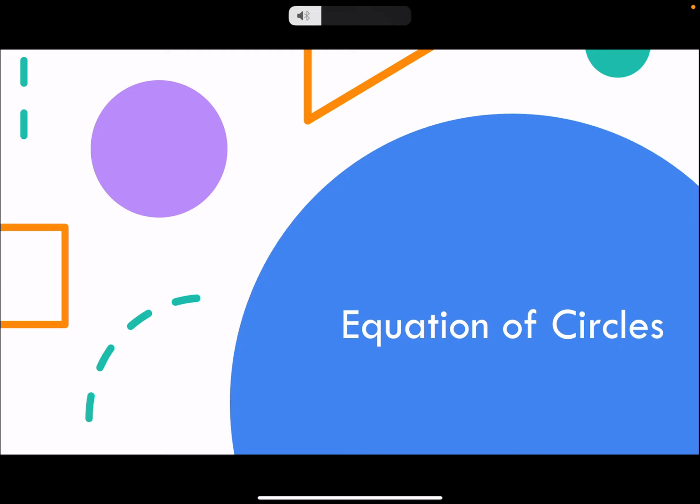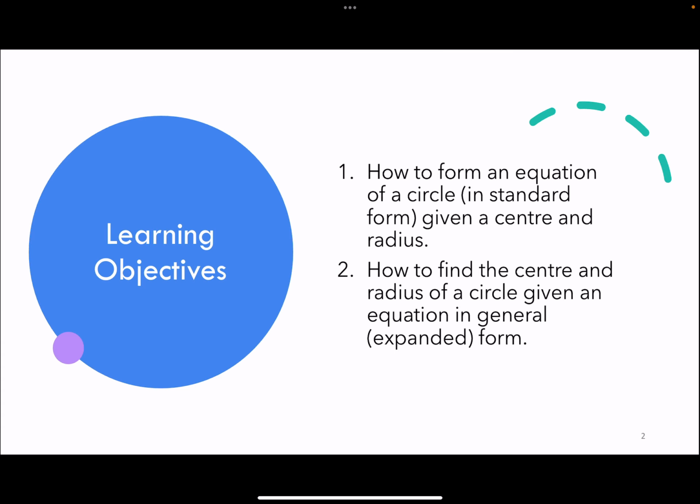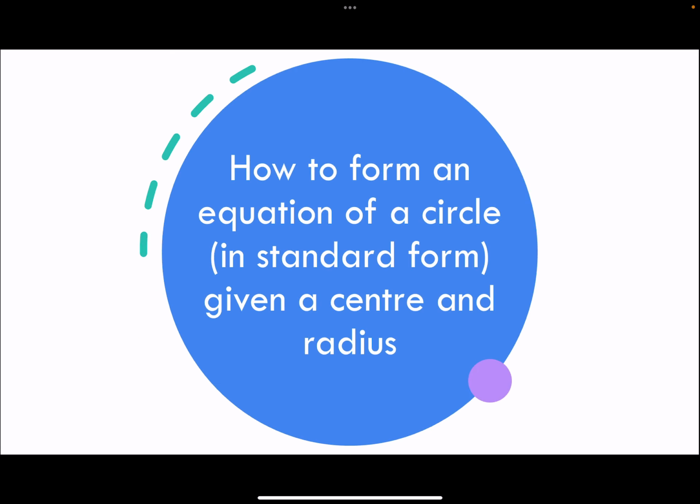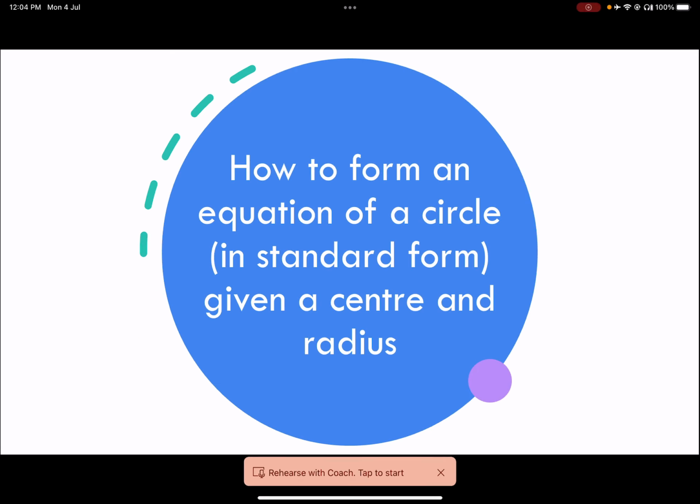Alright, today we're going to do a lesson on equation of circles. So the two learning objectives for today would be, firstly, how to form an equation of a circle in standard form if you are given a center and a radius. The second is how to find the center and radius of a circle given an equation in general or expanded form. So the second one is something like the reverse of the first. Alright? So the first one is, how do we form an equation of a circle in standard form given a center and radius?